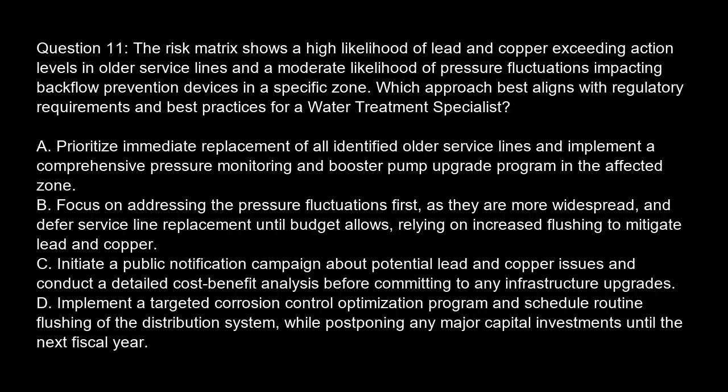Option A. Prioritize immediate replacement of all identified older service lines and implement a comprehensive pressure monitoring and booster pump upgrade program in the affected zone. Option B. Focus on addressing the pressure fluctuations first, as they are more widespread, and defer service line replacement until budget allows, relying on increased flushing to mitigate lead and copper.